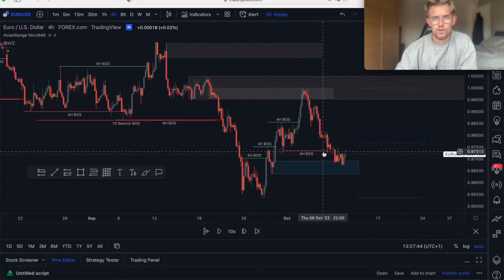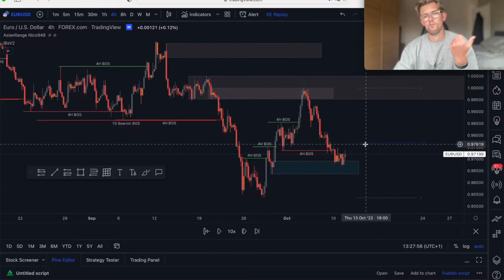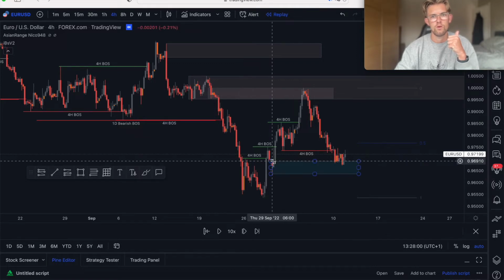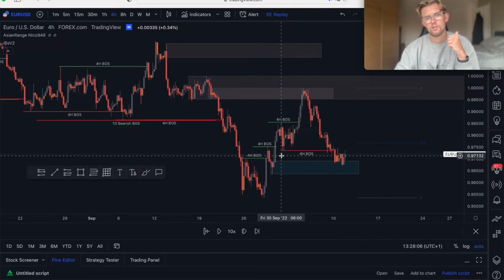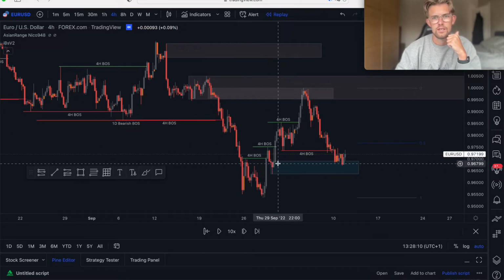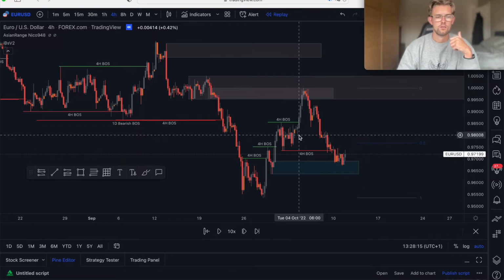As you can see, we broke structure and we reacted from this previous demand zone that was unmitigated. From this, we know we've reacted from a demand zone that's pretty significant, hasn't been mitigated before, so we're grabbing liquidity. It's a strong area where price previously tested, and we pushed up and broke structure. So this is our first confluence to say that we might see a reaction from this point.